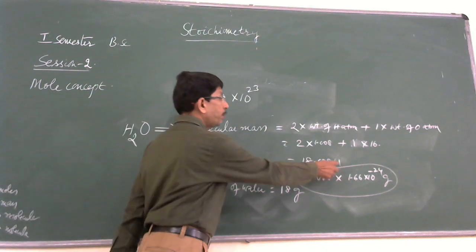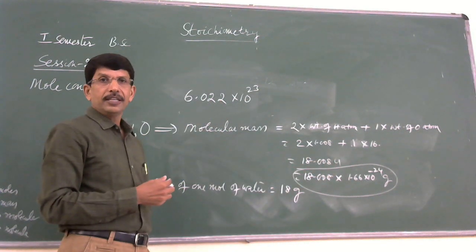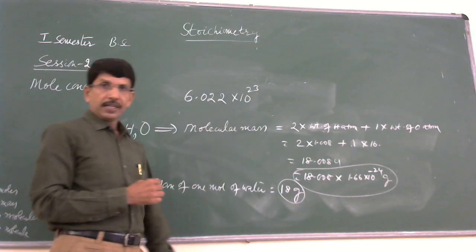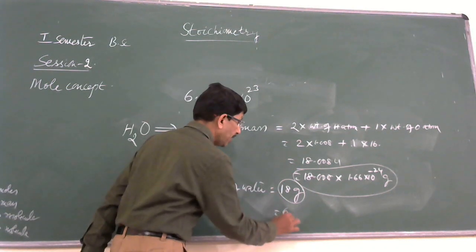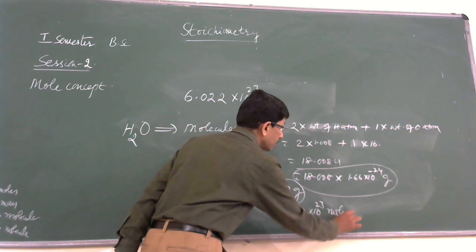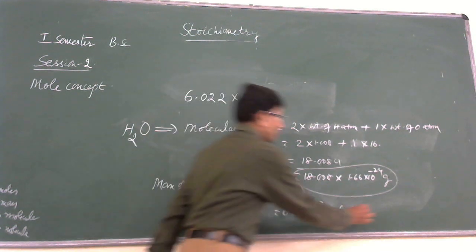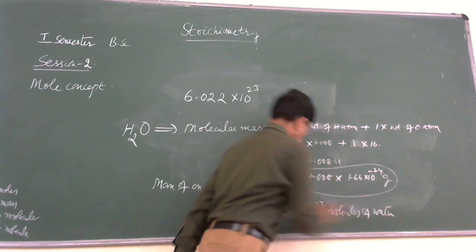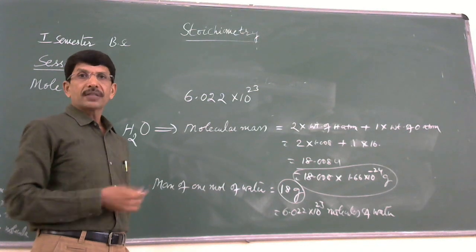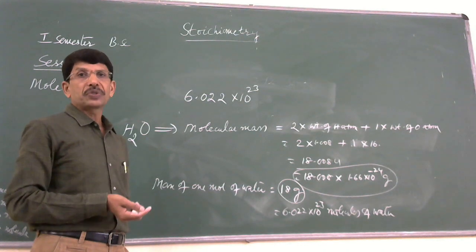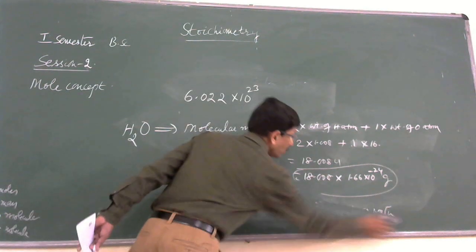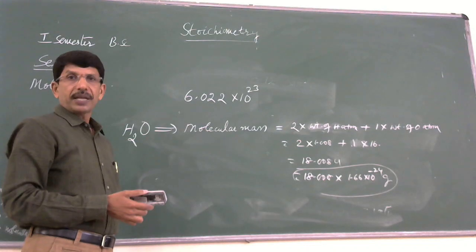So if you just replace U by g, you get the molar mass. If you take 18 grams of water, this 18 grams of water will contain 6.02 into 10 to the power 23 molecules of water. So 18 grams is called the molar mass. Molar mass is nothing but the mass of 1 mole of a substance. What was 1 mole of a substance? 1 mole of a substance is that amount containing Avogadro number of particles.